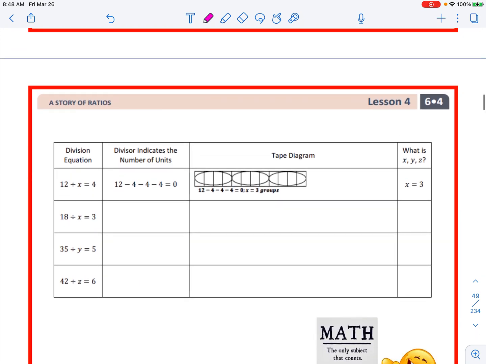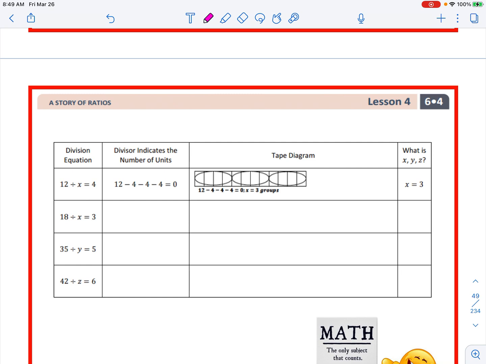So now it's giving us a division equation, and the divisor indicates the number of units. So we're going to be using numbers now. So it says 12 divided by x equals 4. So we need to figure out what x is. X in this case equals 3. So we're going to subtract 4 from 12 3 times in order to get 0. They made a tape diagram there, and they had 3 groups of 4.